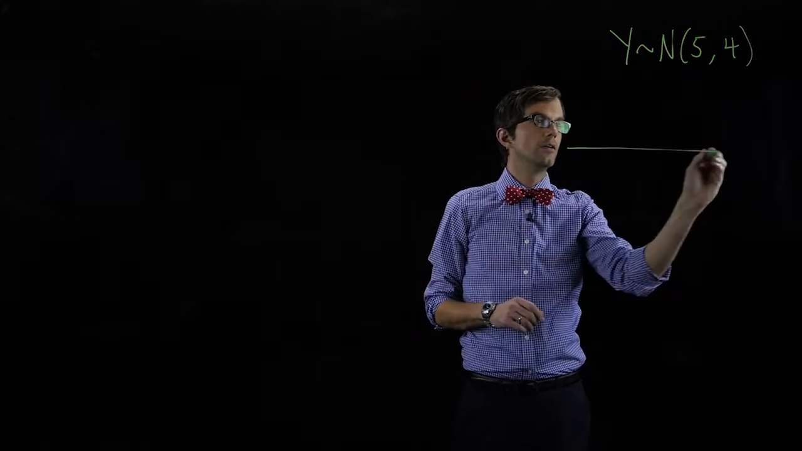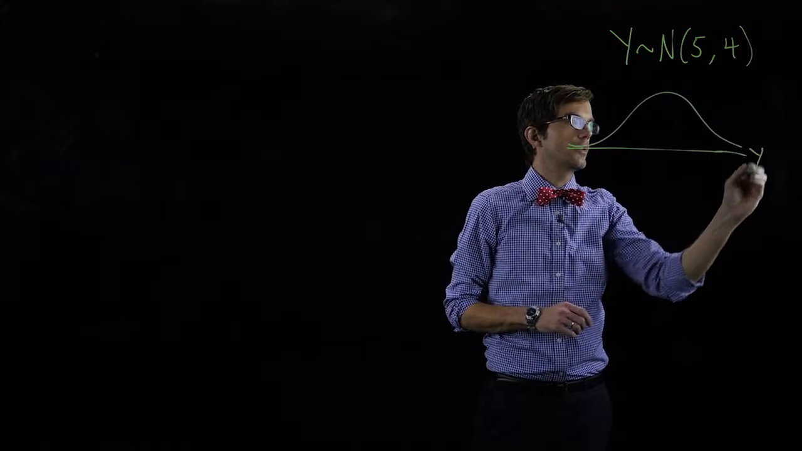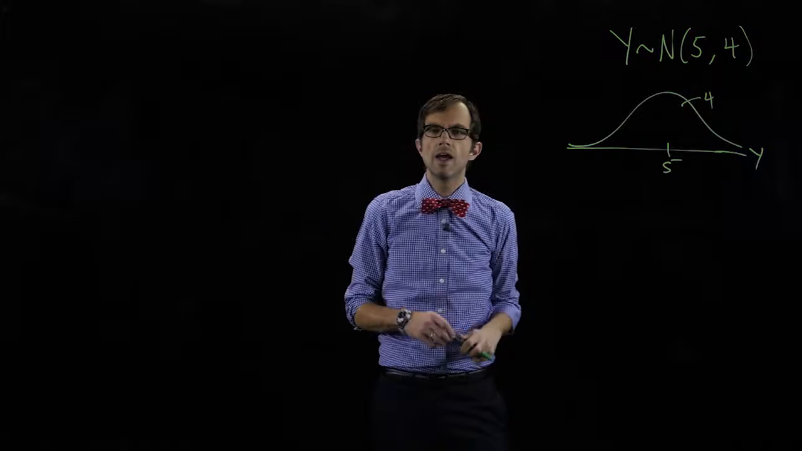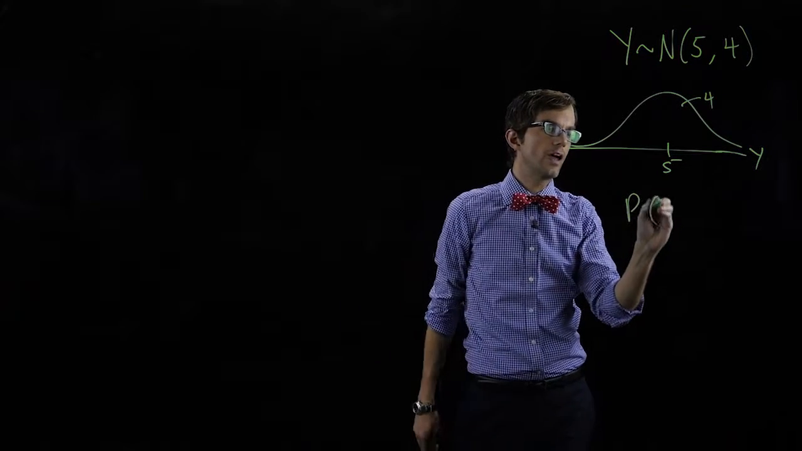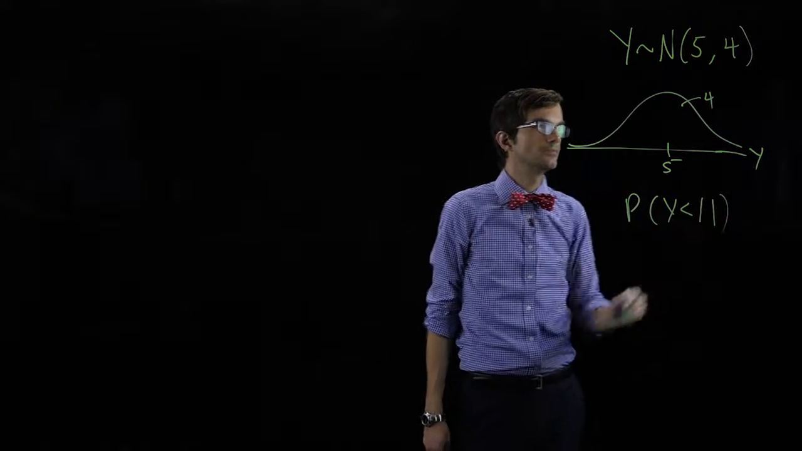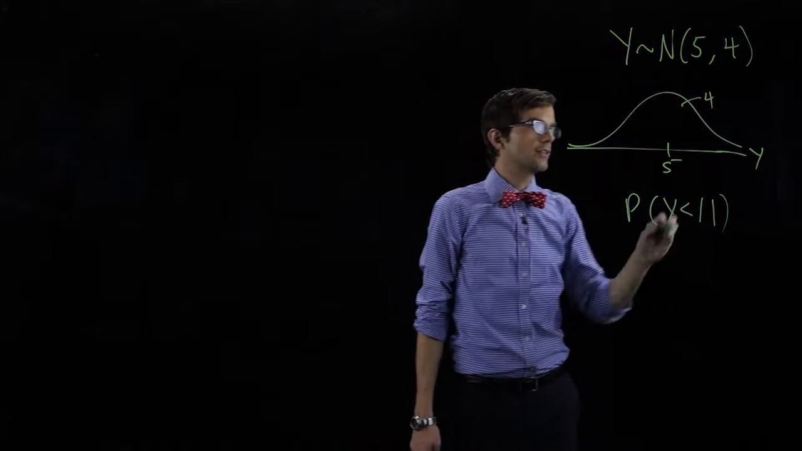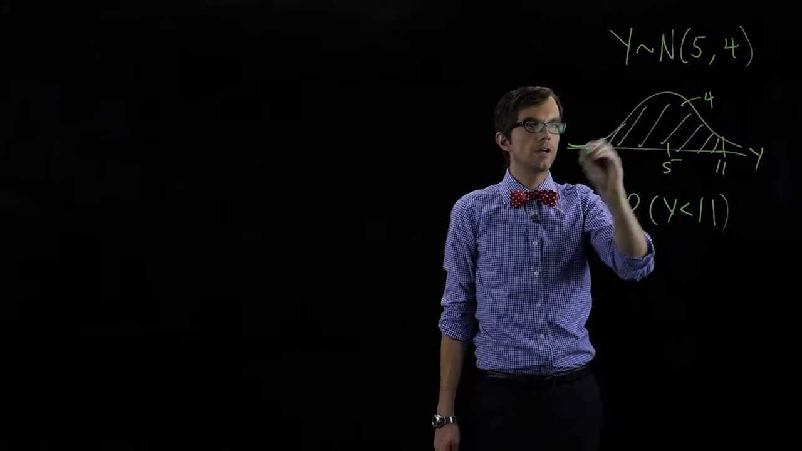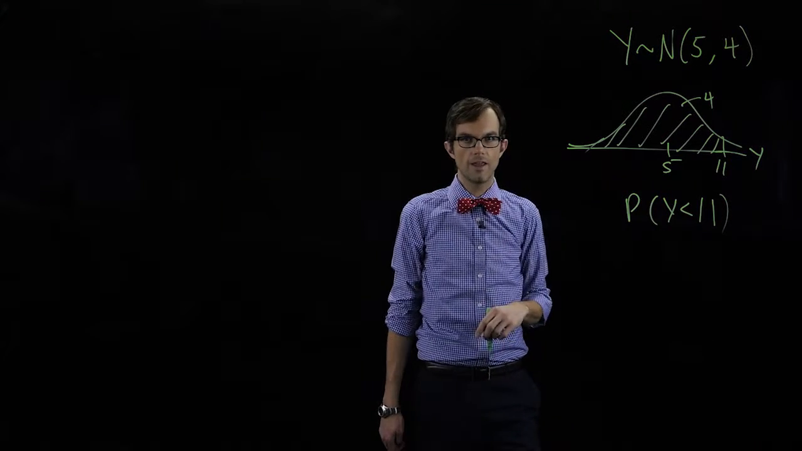So we see this kind of distribution. Here's y, here's mean 5, here's standard deviation 4. And let's say we want to know what's the probability that y is less than 11. What's the probability that y is less than 11? Here's 11 out here, and we want this area. Okay, that's the probability that y is less than 11.